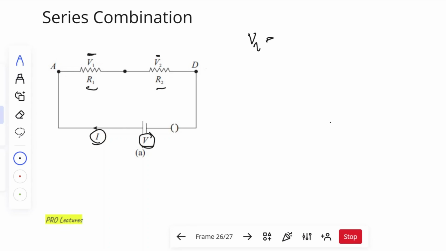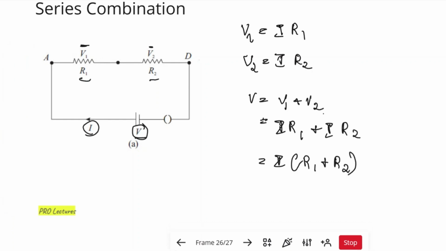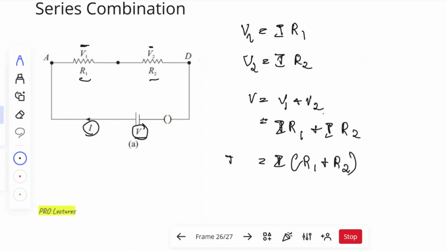So V1 across the resistor R1 can be written as I times R1. Similarly, V2 is equal to I times R2. Sum of V1 and V2 gives the total potential V. Therefore, substituting, I times R1 plus I times R2. Taking I common, R1 plus R2. If R is the equivalent resistance across the combination, then V can be written as I times R. Therefore, R is equal to R1 plus R2.